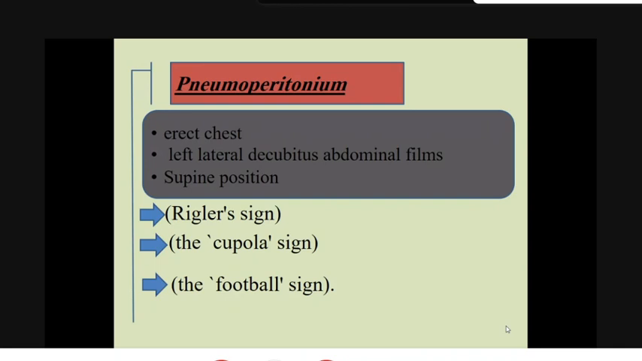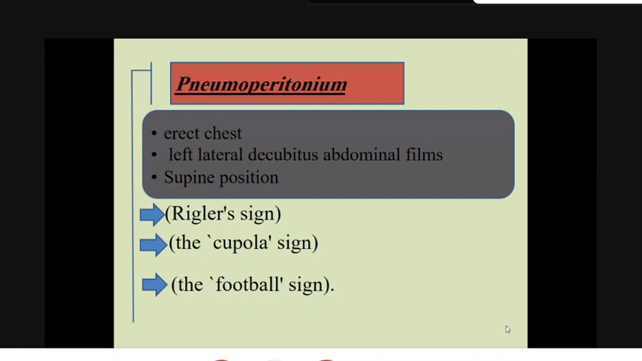Why do we use this long time, 10 minutes, before we take the X-ray? It takes this time for free gas to rise to the highest point in the abdomen. And of course, the highest point in the abdomen on the erect film is the right hemidiaphragm.